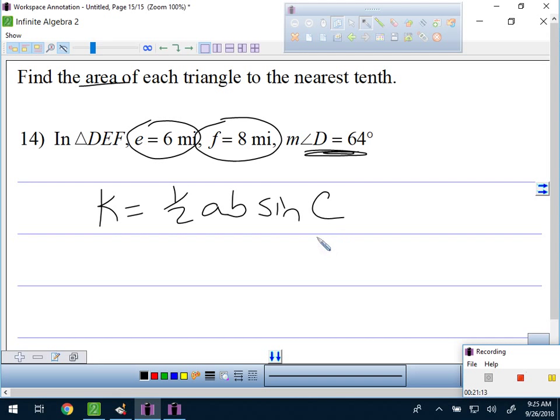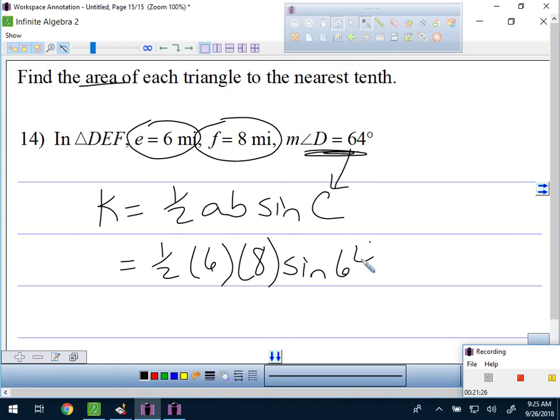That's the formula. Now, remember, it doesn't matter what letters I give you. You know what my angle is, so that angle is going to go right there. So here's what I'm going to have. 1/2 times 6 times 8 times sine of 64. The biggest thing I'm worried about is make sure you use sine and not cosine, but since you've got the formulas, I don't think that y'all will have a problem with that.